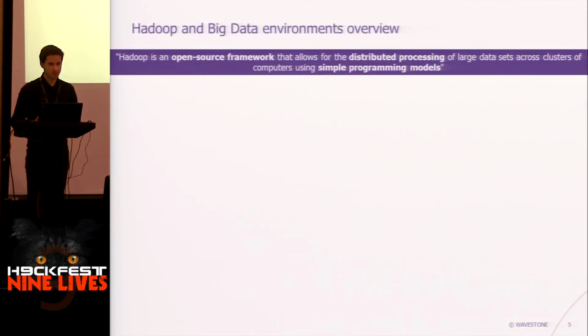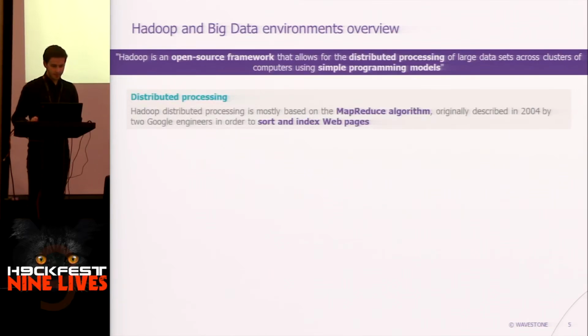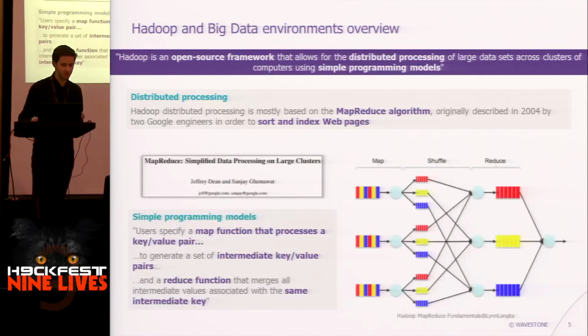So let's start. What is Hadoop? From the definition, Hadoop is an open source framework that allows for the distributed processing of large data sets across a cluster using simple programming models. So it refers to what is called big data. What is distributed processing? It is based on the MapReduce algorithm, based itself on two functions, map and reduce, described in 2004 by two Google engineers in order to sort and index web pages.